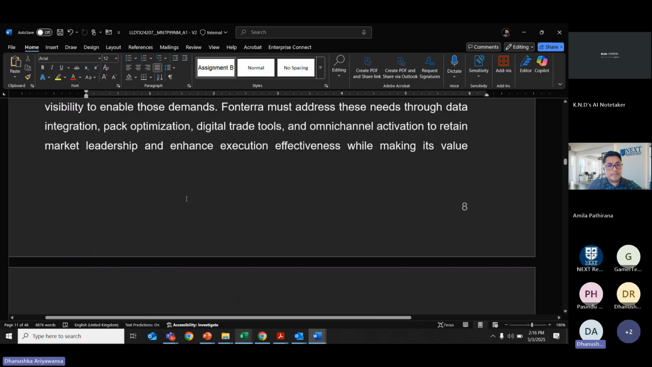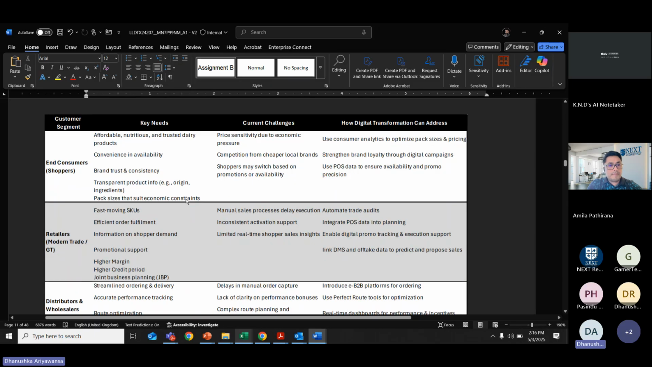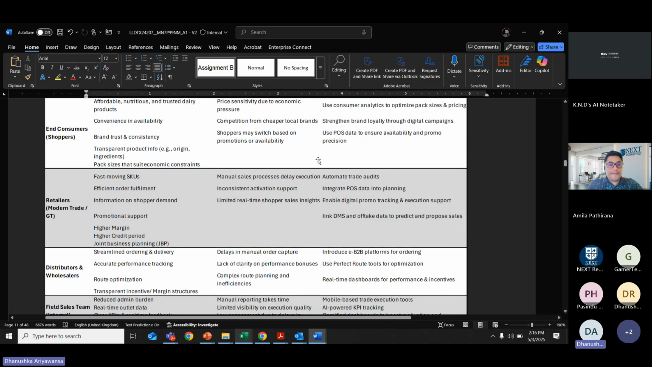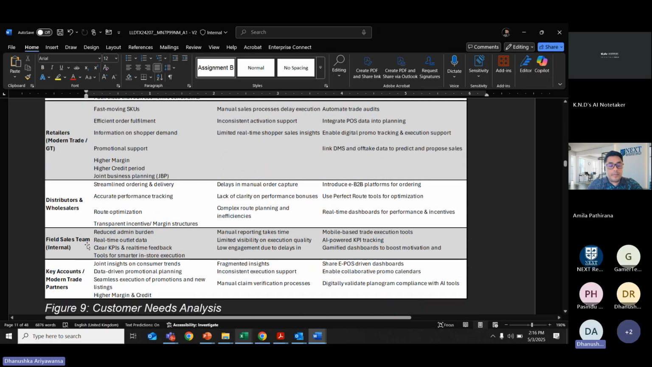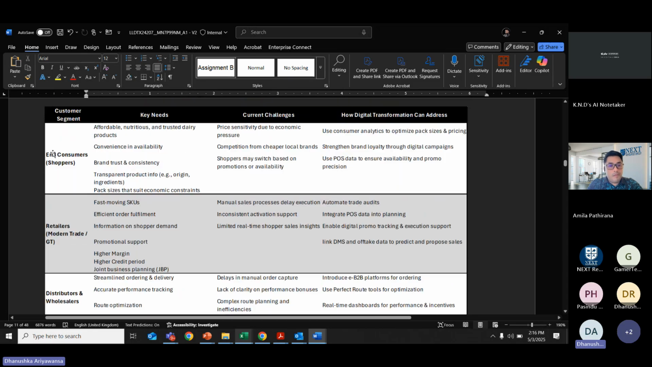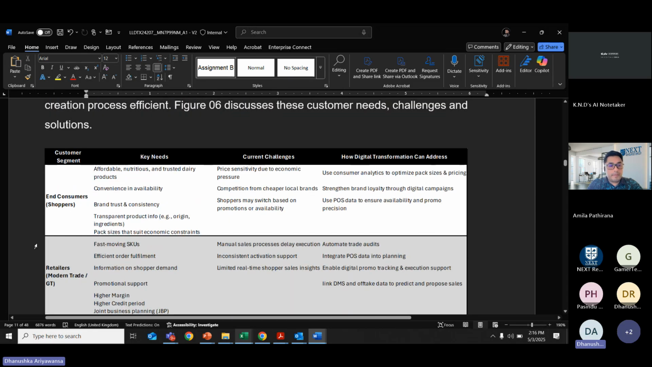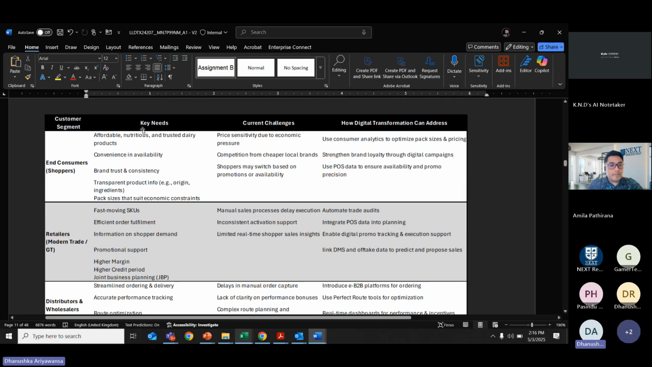Then the consumer needs analysis. It's basically the end consumer's need, the current challenges, as well as how digital transformation can address them. That's what I've done here. So the customer, retailer, distributor, the field teams, and key accounts, modern trade partners. These are the key stakeholders in this. So what are the needs? It's been discussed here. Understood. And finally digital transformation.